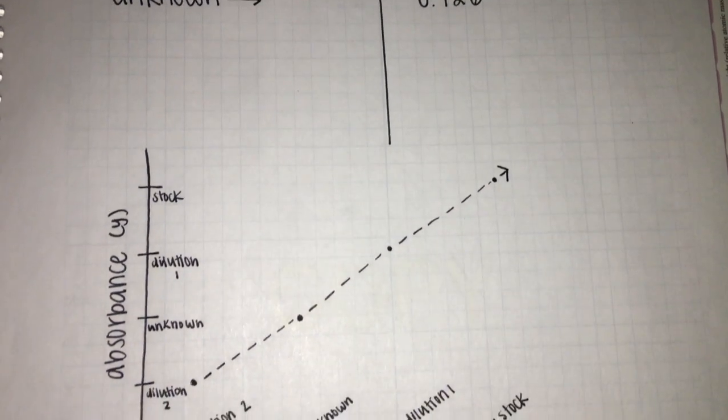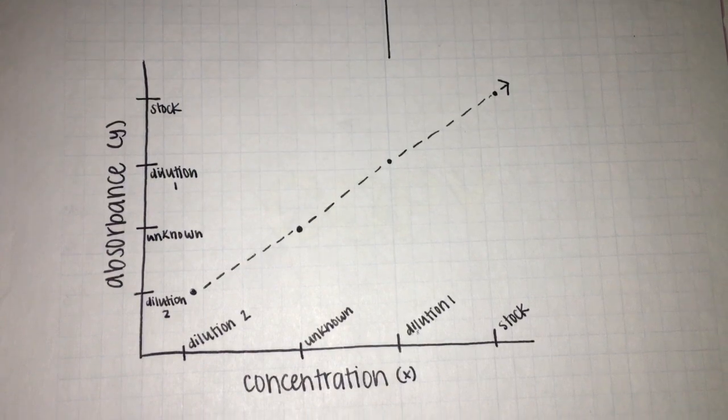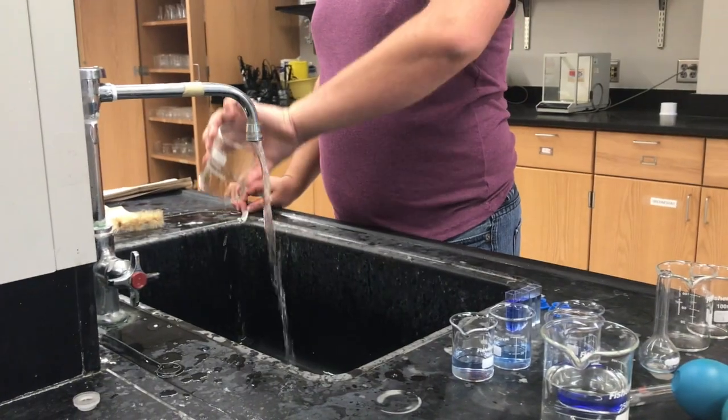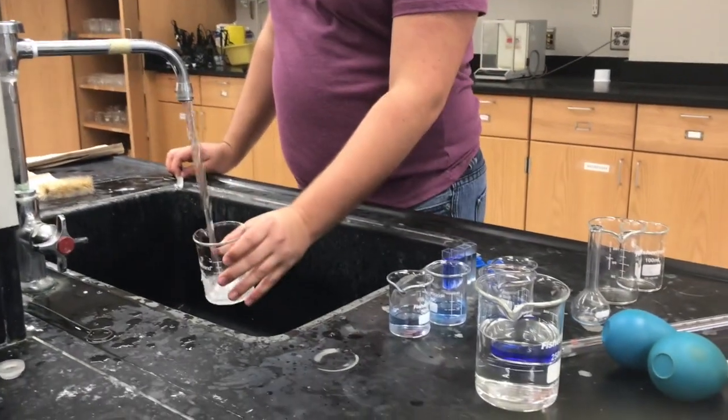Failing to zero the machine will cause the absorbance to be negative, which cannot happen because you cannot have a negative concentration. After completing the experiment and recording the data in your notebook, you must go back and clean your station.